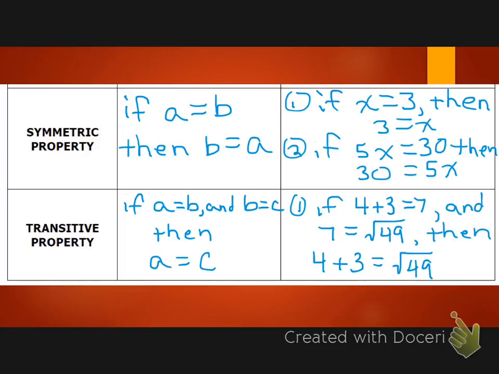So in this example, if we have 4 plus 3, we know that's equal to 7. And if 7 equals the square root of 49, then we know that also 4 plus 3 is equal to the square root of 49, which, 4 plus 3, like I said, is 7, and the square root of 49 is 7. So 7 equals 7, which is the identity property. But that proves that the transitive property is true.